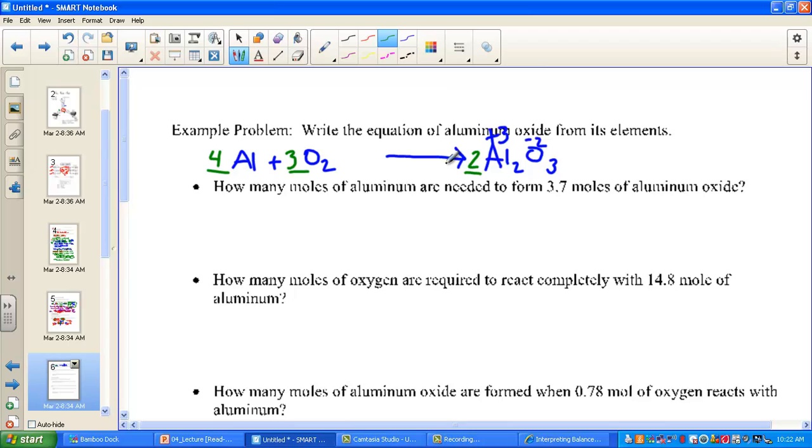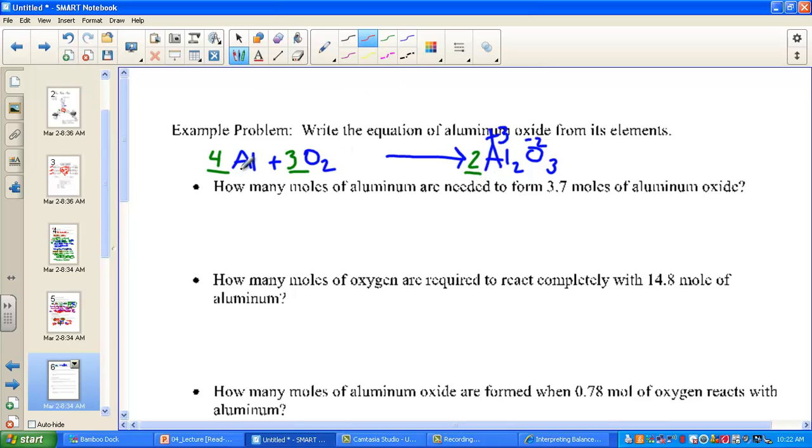Coefficients, moles, those are all known as a stoichiometric ratio. The most efficient recipe to run this equation, 4 moles of aluminum combining with 3 moles of oxygen to form 2 moles of aluminum oxide.